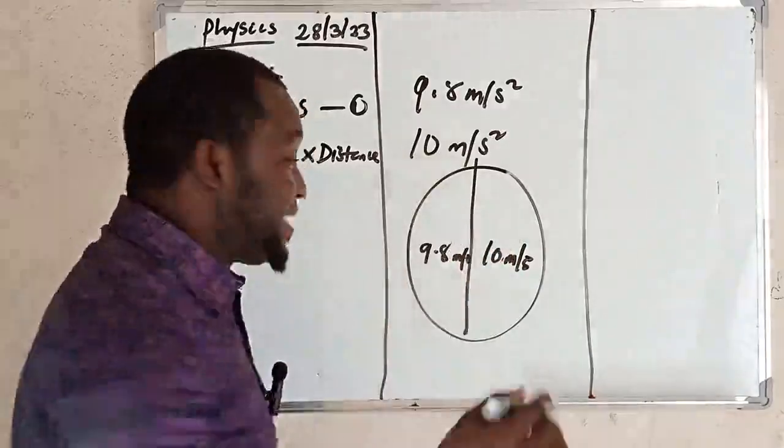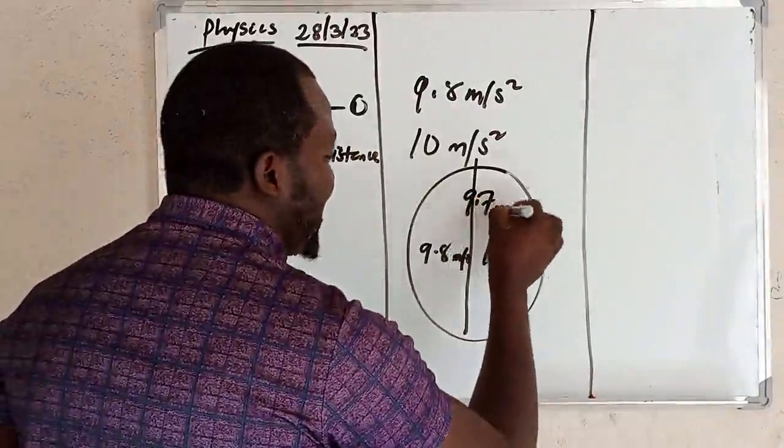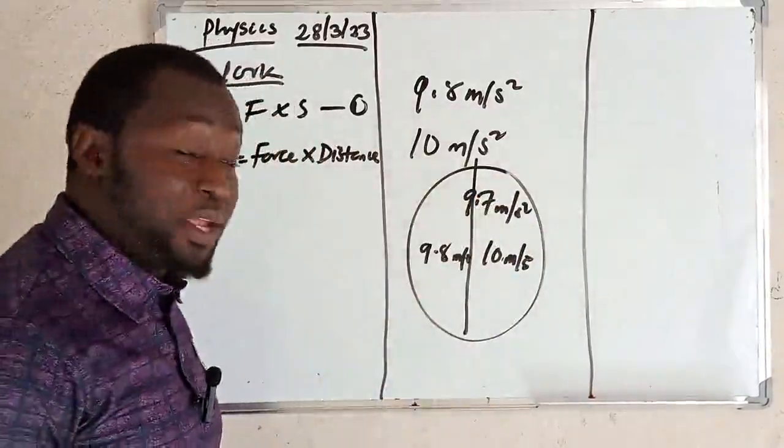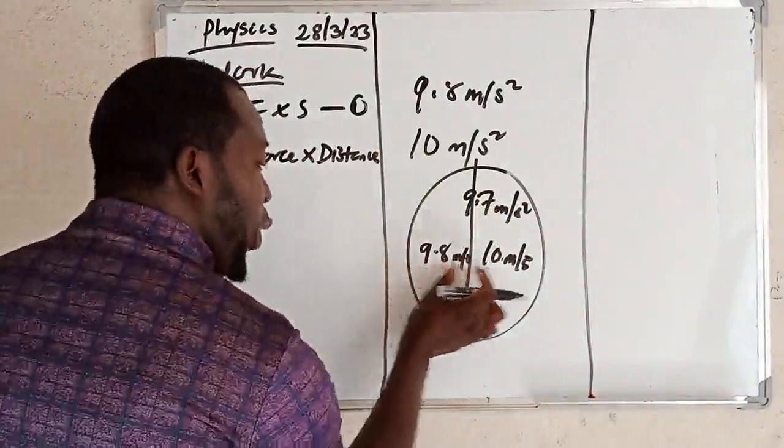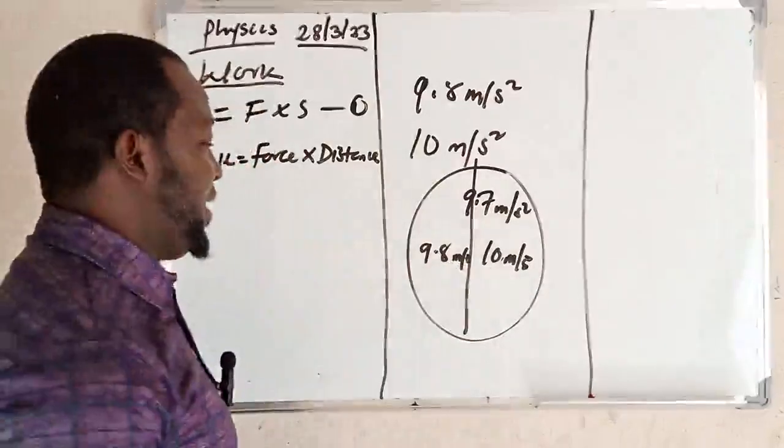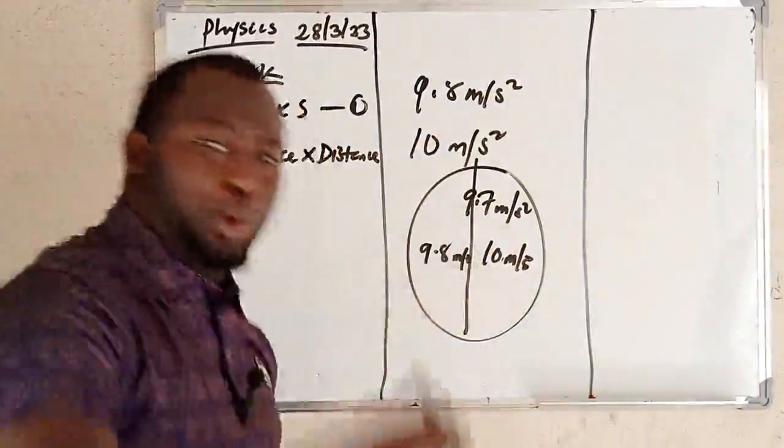But at the meridian, that is at the equator, gravity is even 9.7 meters per second squared. Are you getting what I'm saying? So look at the value of gravity of the Earth within the Earth. That is what even makes things pull straight.